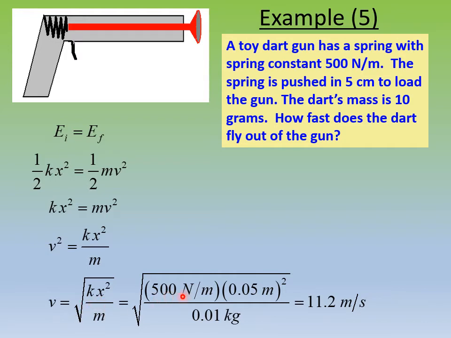k was given as 500. x, remember, was the displacement of the spring, which we were told was 5 centimeters. That's how far we had to push in or compress the spring. So 5 centimeters, remember, we have to convert that to meters, is 0.05 meters. And also remember that is squared here, okay? And then down in the bottom is the mass of the dart, which was 10 grams. We have to convert that to kilograms. That's 0.01 kilograms because there are 1,000 grams in a kilogram. So this all comes out to be 11.2 meters per second.